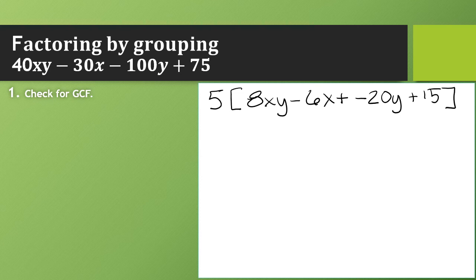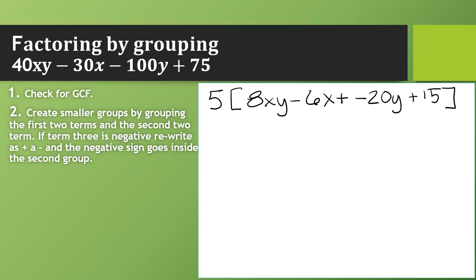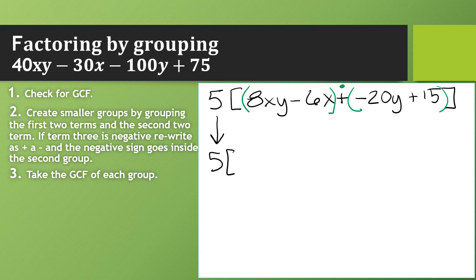So step 2 always says, all right, let's take these four terms and let's group the first two terms together, and let's group the second two terms together. And remember, this always needs to be a plus sign right here. Don't ever include that plus sign inside any of your parentheses. Step 3 says take the greatest common factor of each group. So as always, this 5 is going to come down in every single step.